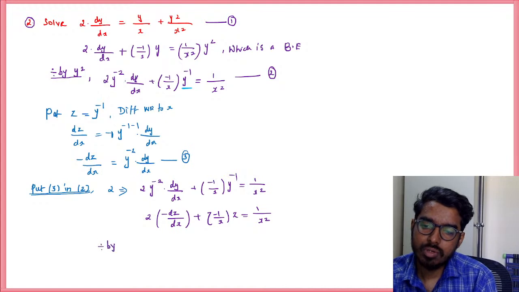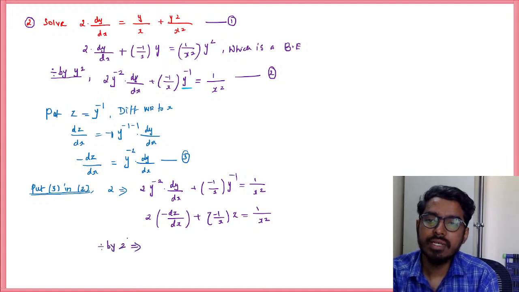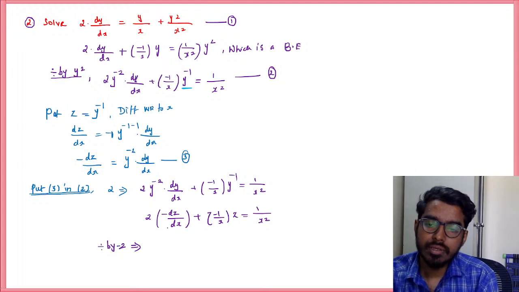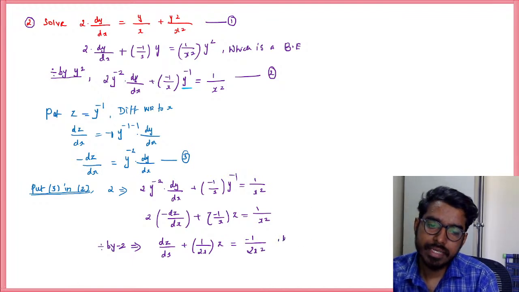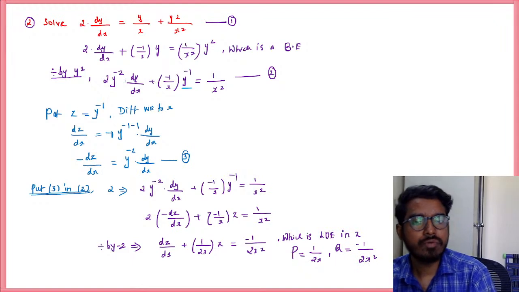Because for a linear differential equation, you should always have the coefficient of this to be unity, we'll divide by minus 2. Therefore, dz by dx plus 1 by 2x z is equal to minus 1 by 2x square, right? Which is a linear differential equation in z. What is the value of p? P is 1 by 2x and q is minus 1 by 2x square, right?